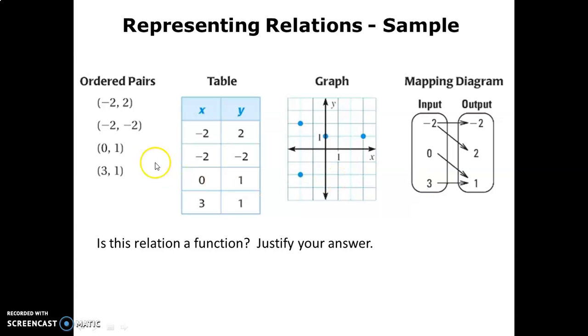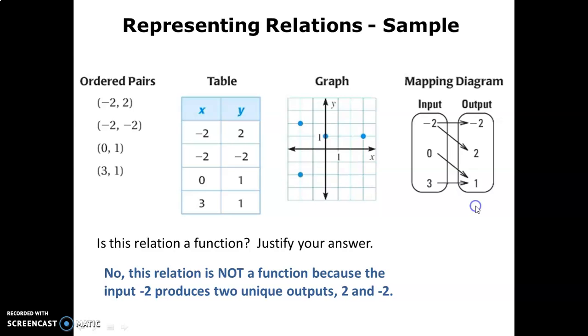All right, and likewise, we have an output of 1 here twice, but we only wrote it once here. So there's our mapping diagram. Is this a relation, a function? No, it is not, because the definition of a function is that there can only be one output for each input. But here we can see the input of -2 leads to 2 different outputs. So therefore, this does not represent a function. It is a relation, but not a function.